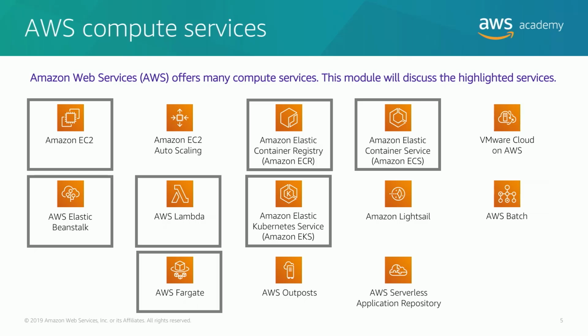Amazon Elastic Kubernetes Service, Amazon EKS, enables you to run managed Kubernetes on AWS. Amazon Lightsail provides a simple-to-use service for building an application or a website. AWS Batch provides a tool for running batch jobs at any scale. AWS Fargate provides a way to run containers that reduces the need for you to manage servers or clusters. AWS Outposts provides a way to run select AWS services in your on-premises data center. AWS Serverless Application Repository provides a way to discover, deploy, and publish serverless applications.